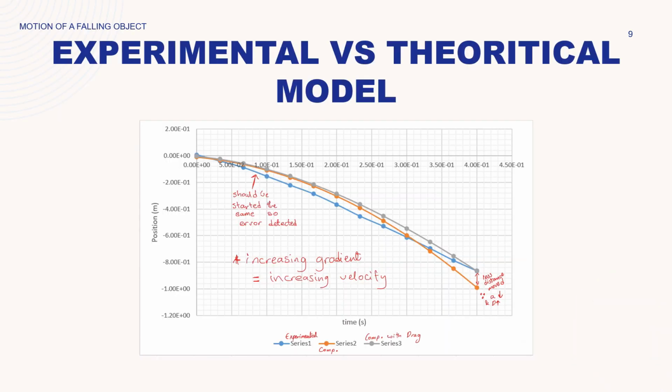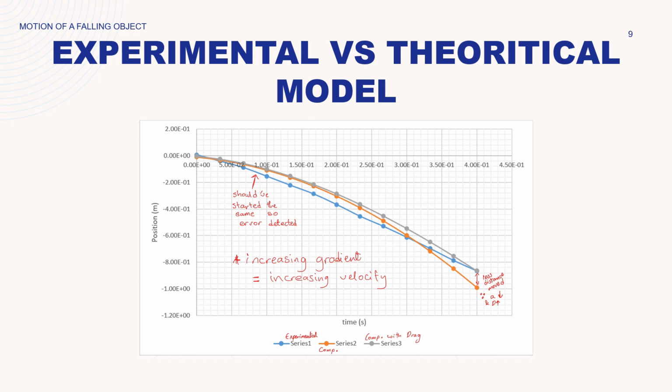Here are the experimental versus theoretical model. The blue represents the experimental, the orange represents the computational model, and the gray represents the computational model where drag was considered. We can instantly see that there's an error with our experiment because the blue line did not match with the gray line initially, but they did meet up in the end. We can also tell that the gradients are increasing, meaning that the velocity is increasing, which is correct. We know that there's an acceleration causing the velocity to increase.